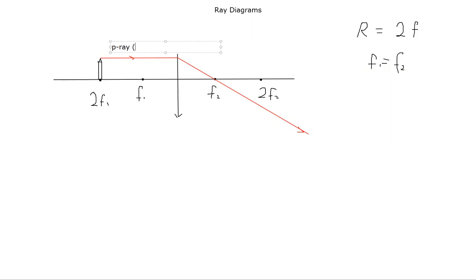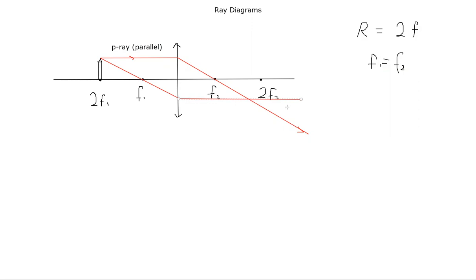P ray. P stands for parallel to the principal axis. Okay, so next one will be F ray, which means it's going to go through the focal point. And by symmetry, the F ray will become parallel as it passes through this thing. So I already know it's not going to work out because something is off.